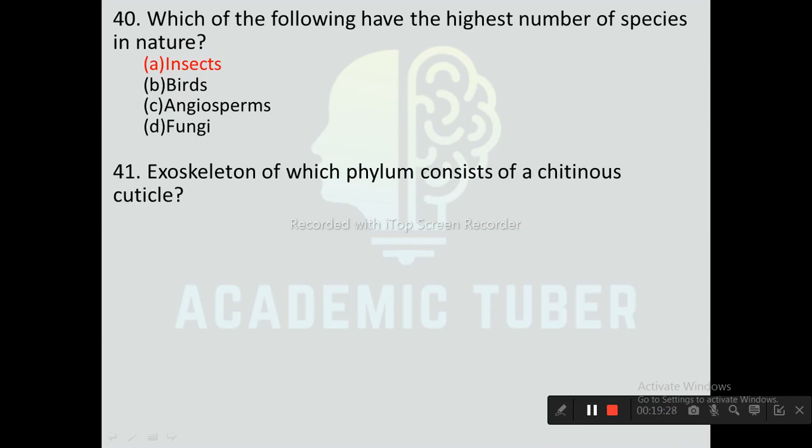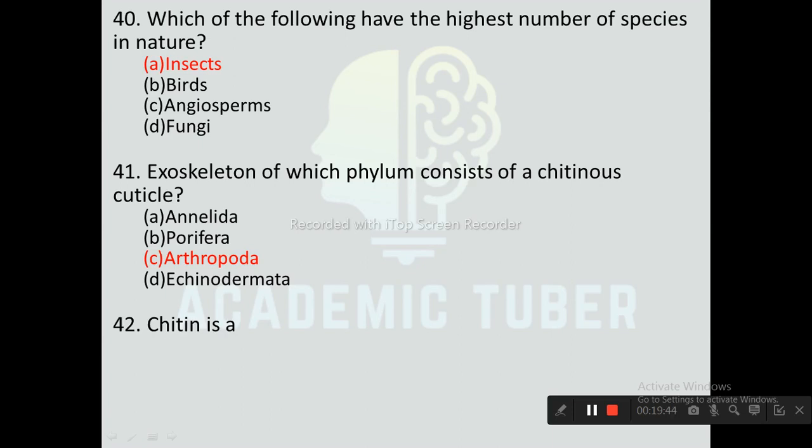Next one, exoskeleton of which phylum consists of a chitinous cuticle? And the options are Annelida, Porifera, Arthropoda and Echinodermata. And the correct option is Arthropoda. Arthropoda consist of a chitinous cuticle. Next one, chitin is a, and the options are lipid, protein, polysaccharide and sphingomyelin. And the answer is polysaccharide.